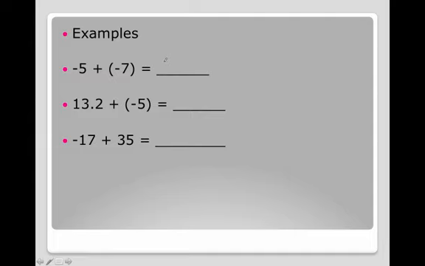All right, so we had the same sign, add the absolute values, we get 12, both are negative, so the answer is -12. Here we've got different signs, we take the difference between the two and use the sign of the one with the larger absolute value, so we're going to get a positive 8.2. That should be a decimal there. And then -17 and a positive 35, find the difference of the absolute values, it's going to be a positive 18.